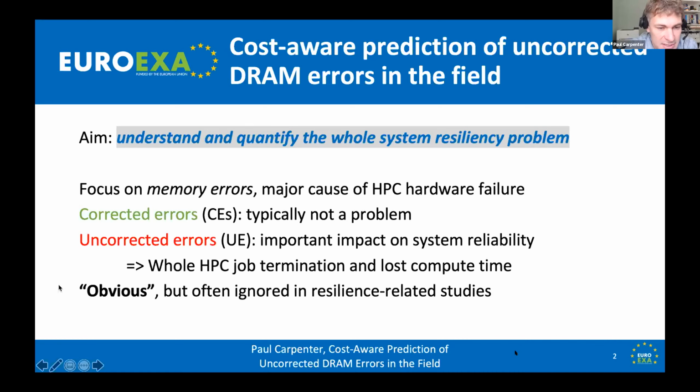And one basic thing just to say at the very beginning is, of course, there's a distinction between corrected and uncorrected errors. Corrected errors are a failure of the memory device, maybe the memory interface, but not a failure of the whole system or the node. So generally, as far as the application is concerned, corrected errors are not a problem. Whereas uncorrected errors, of course, typically cause the node to be rebooted or taken out of service. This means that if it's an HPC job, the whole job is terminated and all the compute time since the last checkpoint is lost.